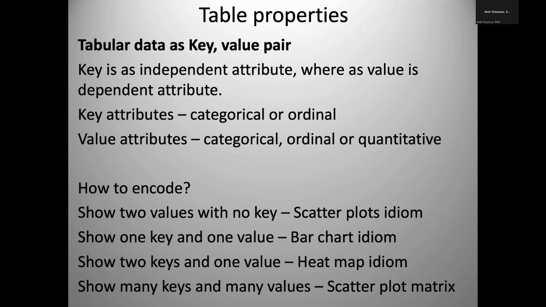If you look at tabular data, we can consider it as a key-value pair. The key is an independent attribute and the value is a dependent attribute. The key attribute could be either categorical or ordinal, and the value attribute could be categorical, ordinal, or quantitative. So how do we go about encoding something? If we have two ordinal or quantitative values with no key, we can employ the scatter plot idiom. If we have one key and one value, one categorical and one quantitative, then we can use a bar chart. If we have two keys and one value, then we can use a heat map idiom. And if we have many keys and many values, then we can employ something called a scatter plot matrix.